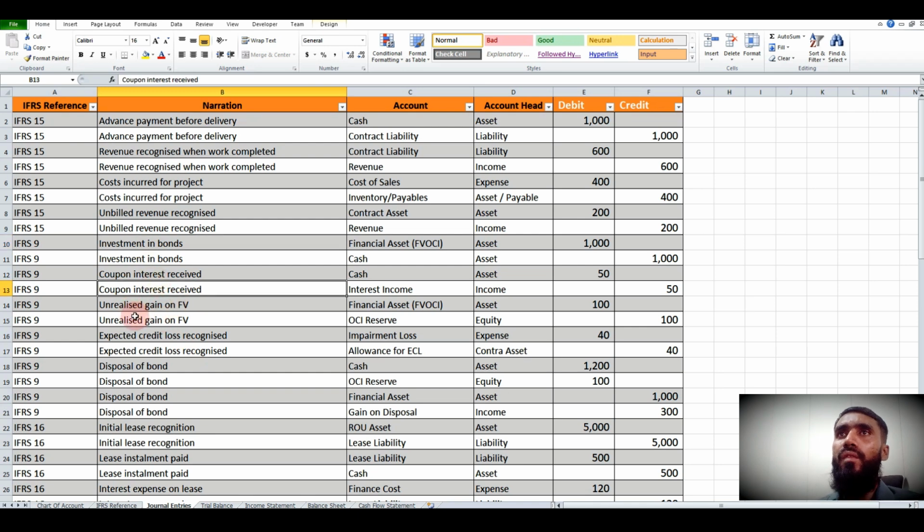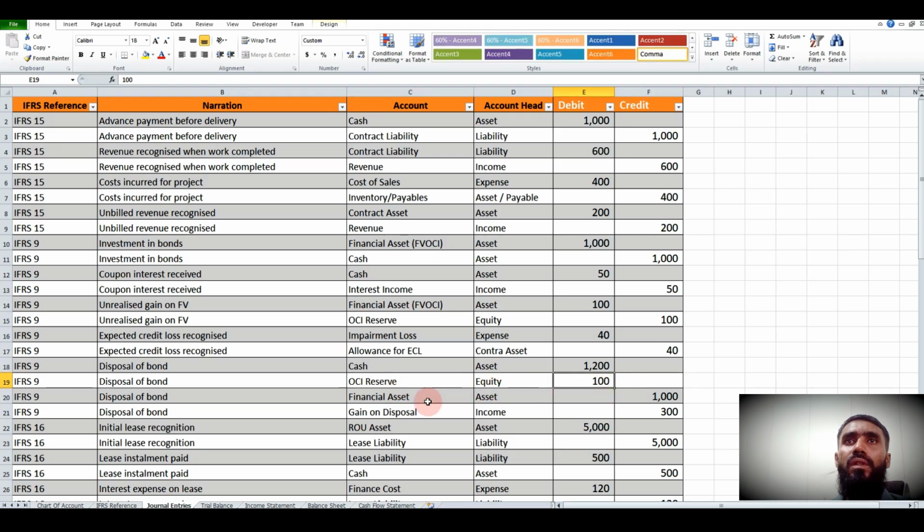IFRS 9, investments in bonds, coupon, unrealized gain on fair value, expected credit loss recognized, impairment loss, disposal of bonds. Here is the cash 12,000, other comprehensive income reserves 100, financial assets 1,000, gain on disposal.